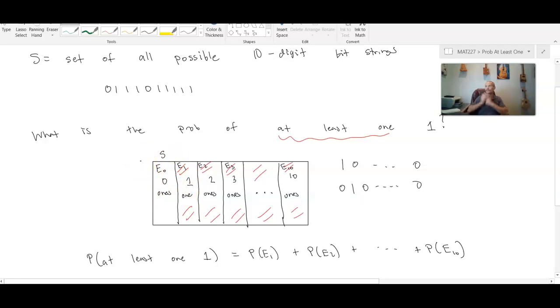If you're looking at all 10-digit bit strings, then you could have as few as 0 1s or as many as 10 1s. And that's it. You can't have 11 1s, or get negative 1s. That's the only set of possibilities.